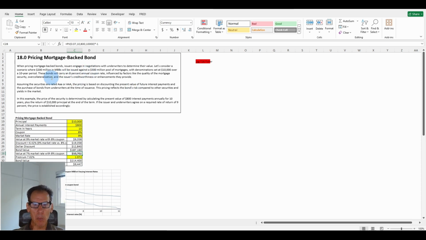Here we have a mortgage-backed bond. What we're going to do is look at the pricing. We're not going to get too in-depth here. This is just a quick overview. Let's just go over this. Let's make some assumptions here.